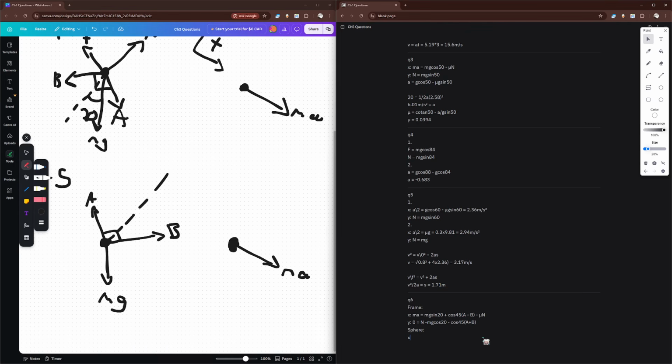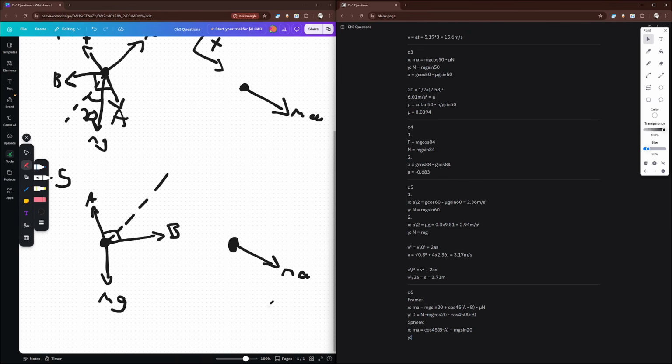So in the x direction for the sphere, we have an acceleration ma, which is equal to cosine 45. And if we look at it, b is in this direction, a is in this direction. So it's going to be b minus a, because remember, the positive x is this way. A is acting away from the positive x. So it's b minus a plus mg sine 20.